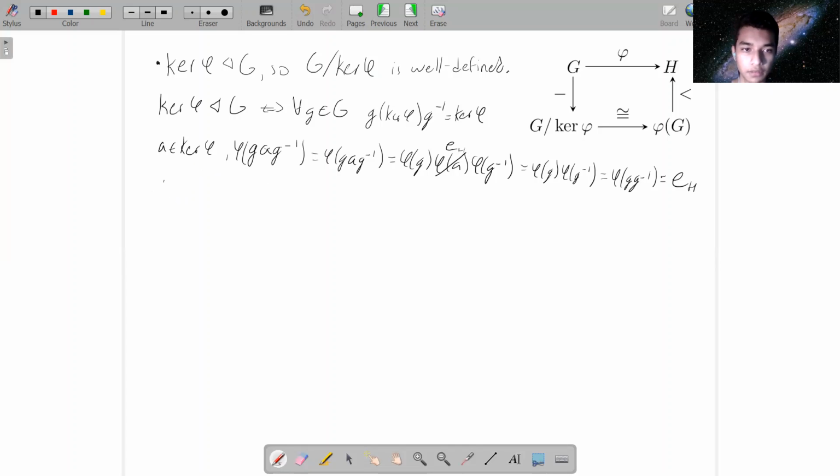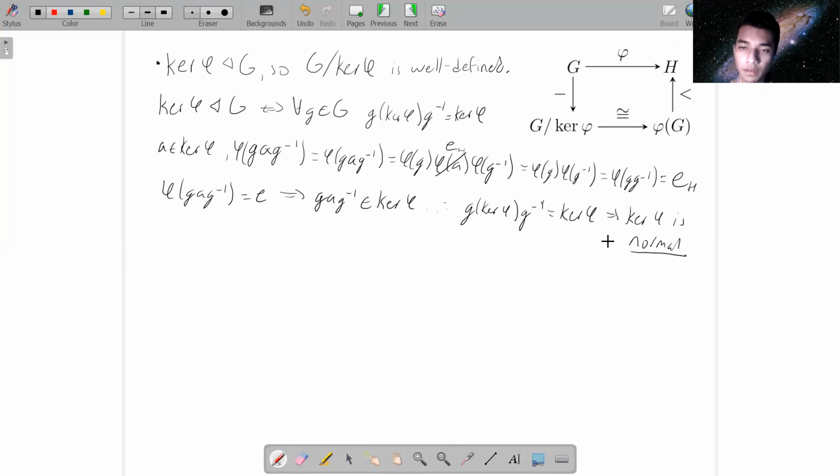All right, so since phi of g a g inverse is the identity, it follows g a g inverse is in the kernel of phi. Therefore, we have g kernel phi g inverse equals kernel phi, and so kernel phi is normal. Since it's normal, we can say that G over kernel phi makes sense.